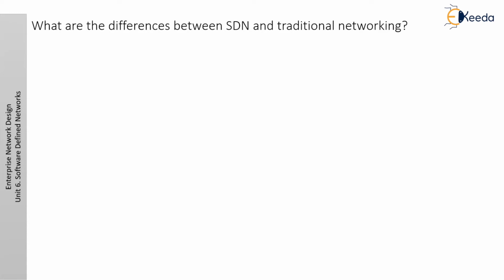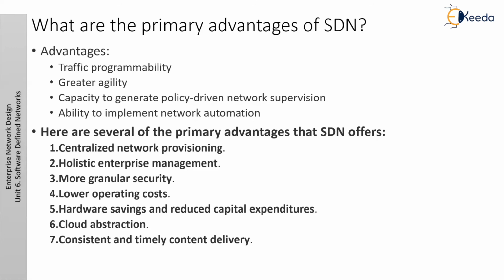The paradigm for SDN versus traditional networking could be distilled to a generalization: one requires more equipment for expansion and the other requires only keystrokes. So, what are the primary advantages of SDN? These advantages include traffic programmability, greater agility, capacity to generate policy-driven network supervision, and ability to implement network automation. SDN has the advantage of generating a framework that bolsters data-intensive applications such as big data and virtualization.